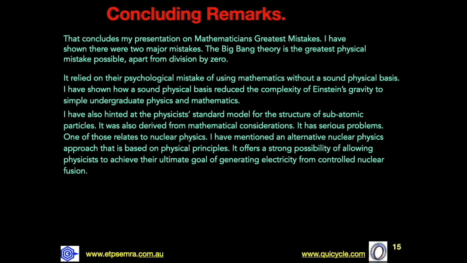That concludes my presentation on mathematicians' greatest mistakes. I have shown that there are two major mistakes. The Big Bang Theory is the greatest physical mistake possible. It relied on their psychological mistake of using mathematics without a sound physical basis. I have shown how a sound physical basis reduced the complexities of Einstein's gravity to simple undergraduate physics and mathematics.